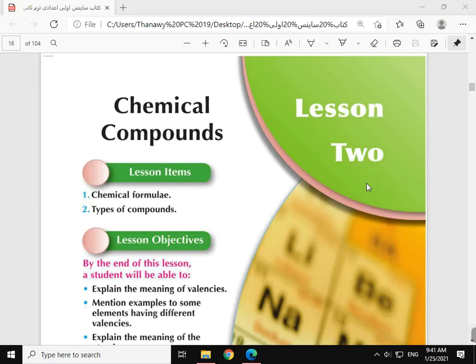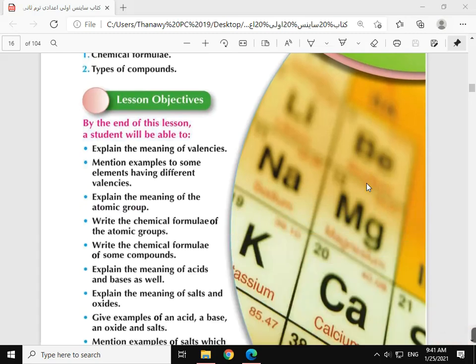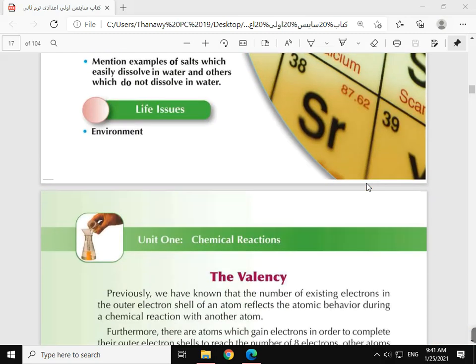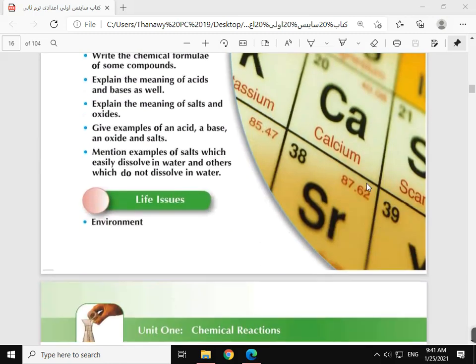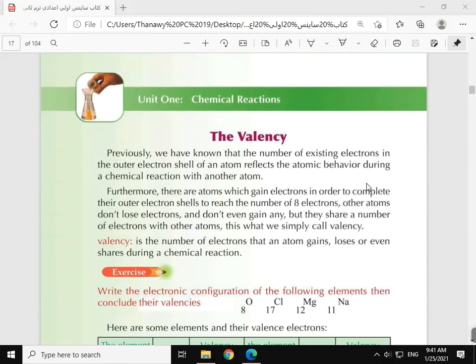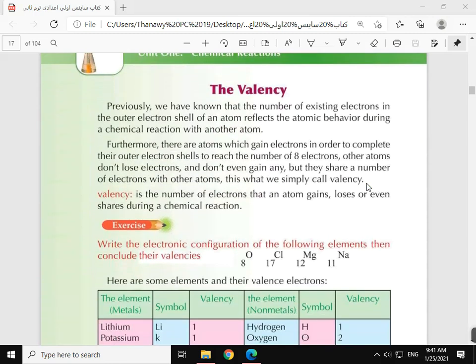Let's today explain the second lesson, chemical compounds. You have learned in the previous lesson about different types of elements like metals, non-metals, and noble gases, and also different types of bonds like ionic bonds and covalent bonds. Today we are going to explain chemical compounds. The first point in this lesson: the valency.